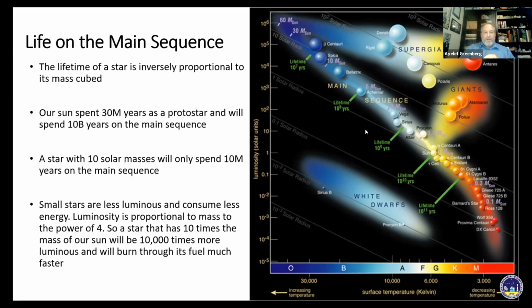When you think of a star like our sun, it spent about 30 million years as a protostar. It will spend, and by the way, you can see our sun plotted over here. It's a dwarf star, which I think is a G star based on this diagram. Yes, it is. I think it's a G star. And you can see it over here. It spent 30 million years as a protostar. It'll spend 10 billion years on the main sequence.